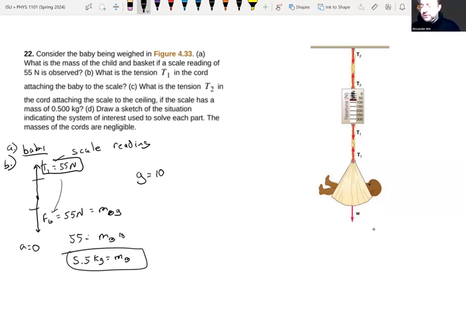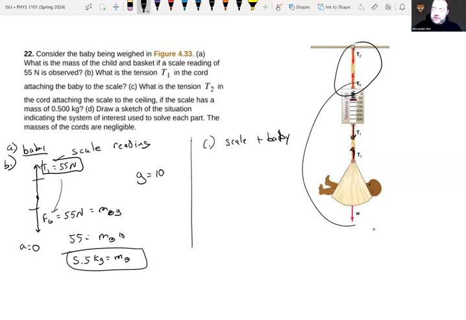All right, now tension 2. So now they're looking at these two up here. There's a couple of things. One, they note that tension 1 is experienced in two places, but they are equal and opposite. There are a couple of different ways to find tension 2. One way is doing the scale plus the baby as a system. You combine these into one object. The mass of your system will be the mass of the scale plus the mass of the baby, which is 0.500 plus 5.5 kilograms, or 6 kilograms.